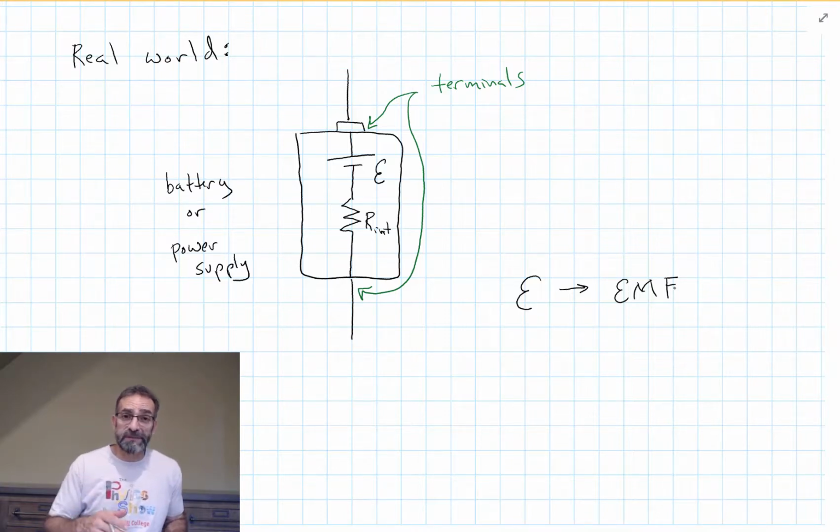If this is a 1.5 volt battery, the maximum it's going to produce is 1.5 volts. If it's a 9 volt battery, the EMF of the battery, the maximum we're going to get from that battery, is 9 volts.